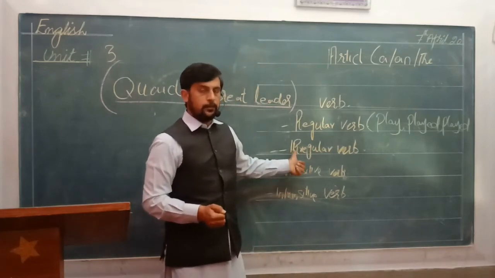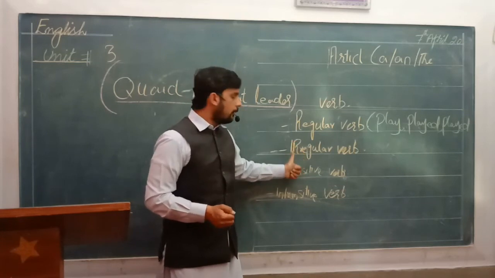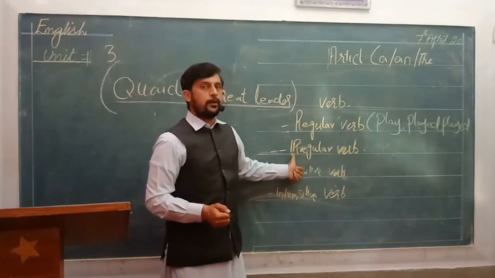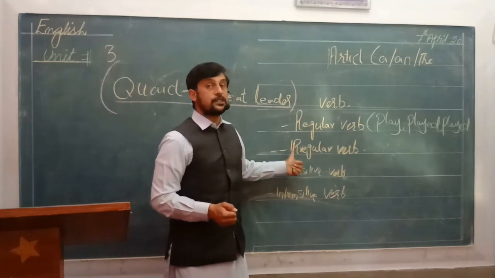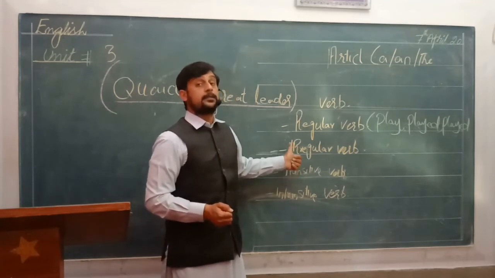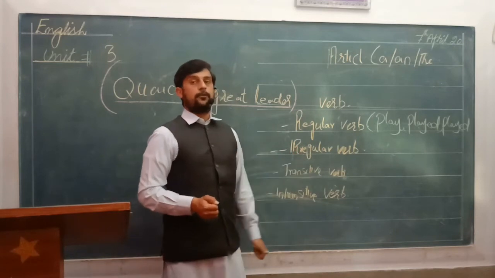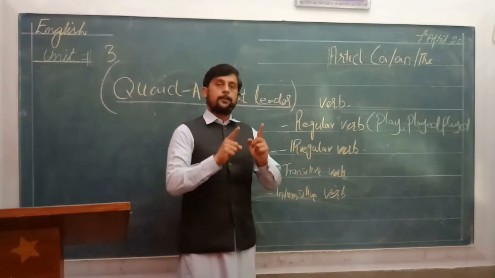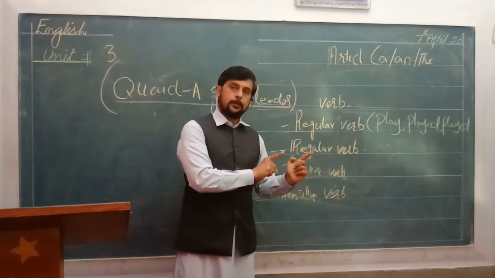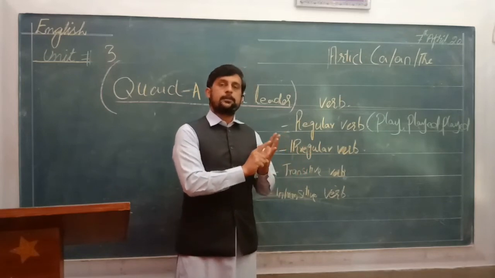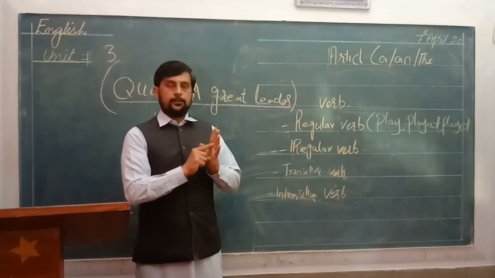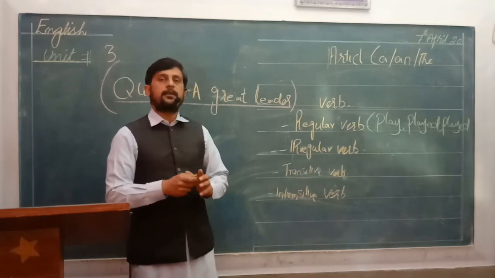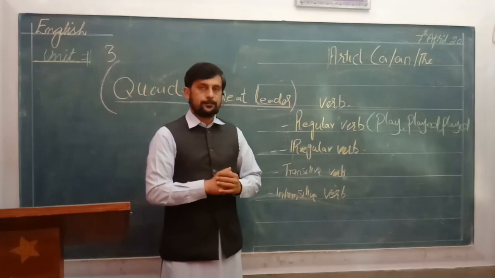When we convert the irregular verb to the second form and to the third form, we completely change the spelling and the pronunciation of the word. For example, go, went, gone, sleep, slept, slept, eat, ate, eaten. So these are the examples of the irregular verbs.